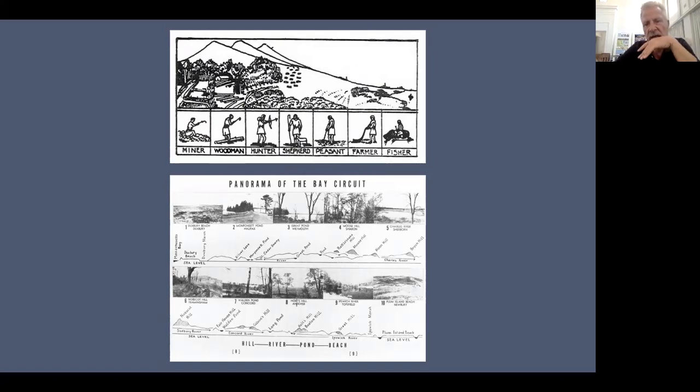And this is the first guy that drew a transect. It was called the Valley Section, and it's a watershed from the high points of the mountains to the river at the bottom or the bay. And it shows you what the human activity is in each of them, from the miner to the woodman, etc. So he brings in humans.